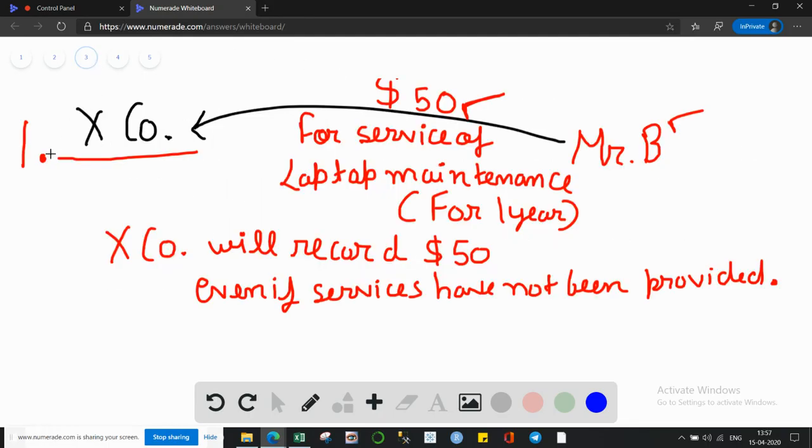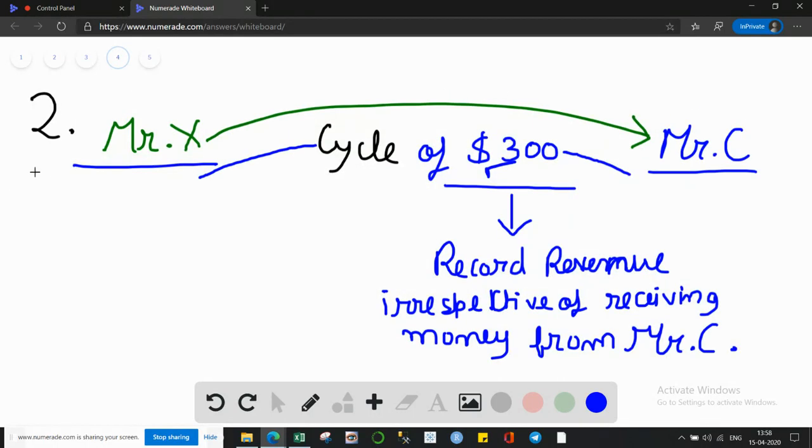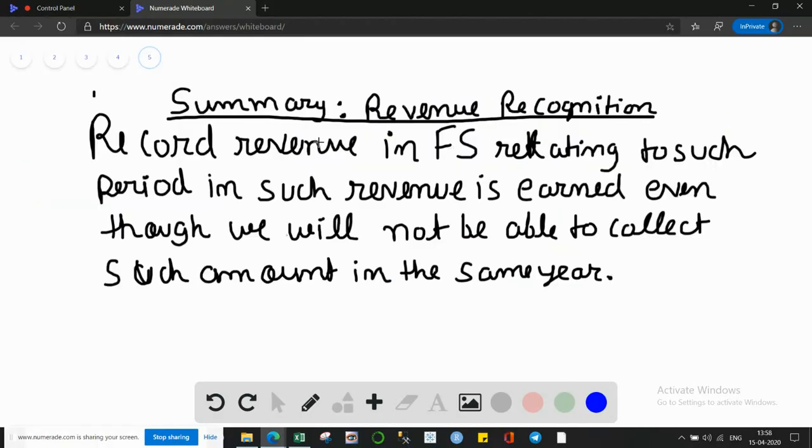So, as an individual concept, X company will record such $50 as revenue in the financial statements, and in case of the second example, Mr. X will record such revenue of $300 in the financial statements. This is what the revenue recognition principle states.